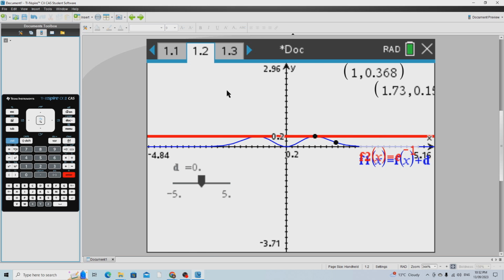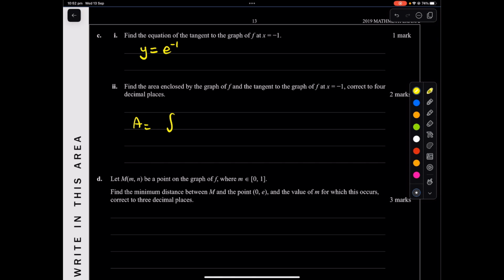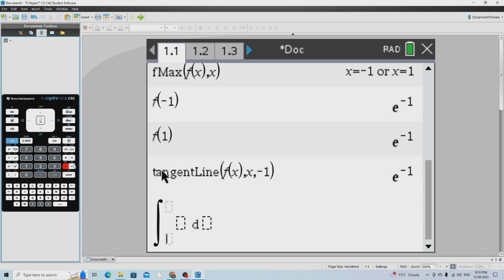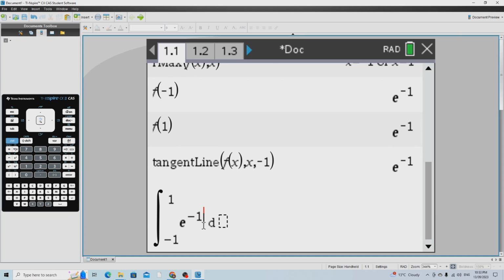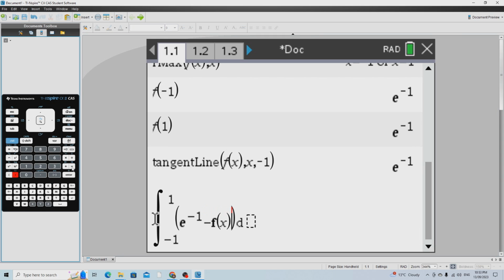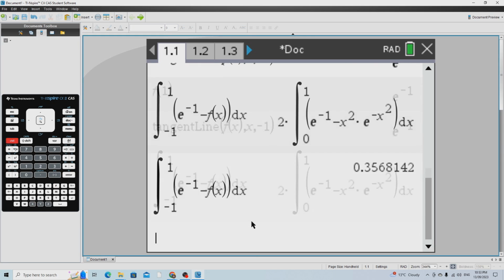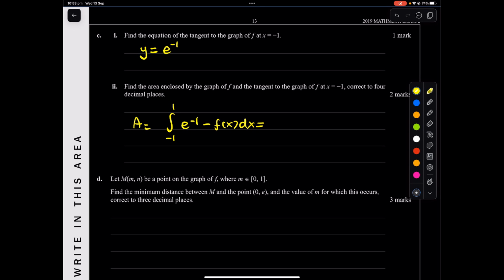To find that, the area must be the integral from -1 to 1 of the upper function, which is e to the -1, minus f of x, dx. Using your calculator, -1 to 1, e to the -1 minus f of x dx, control enter, and that gives you this. To 4 decimal places, that's 0.3568 units squared. I hope that's right.